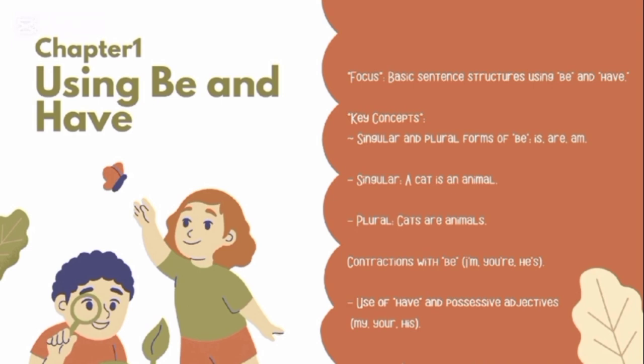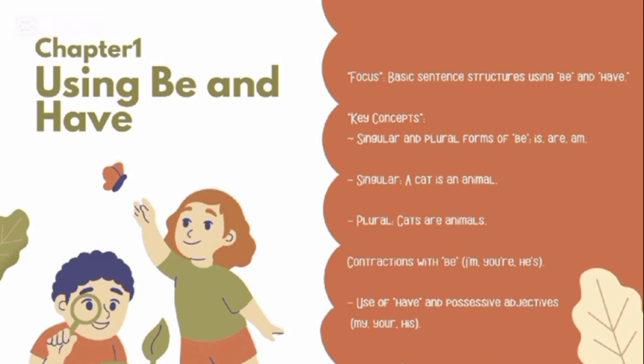Okay, so the key concept is the singular and plural form of be, such as is, are, am. So here is an example of it. The first one is singular: a cat is an animal. And then the plural one: cats are animals.